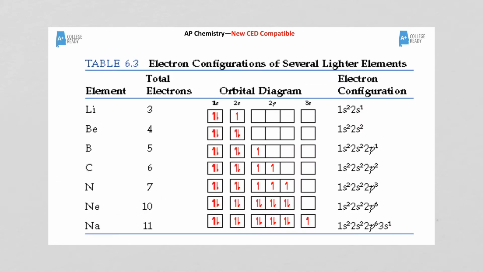So here are some examples of the orbital diagrams for lithium. So that would be the 2nd period, and then sodium would start off the 3rd period, and their electron configurations. So if you've forgotten how to write those, this is a good review of how the electron configuration corresponds to an orbital diagram.